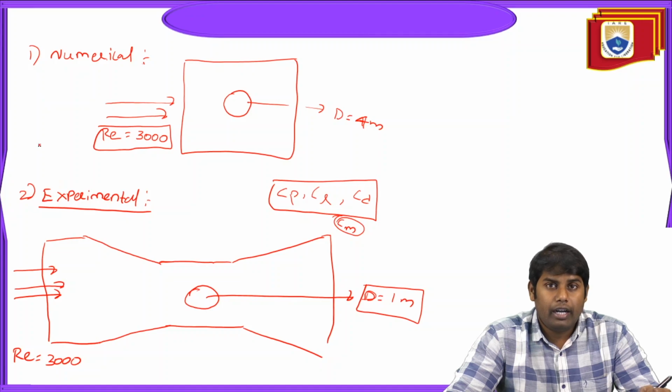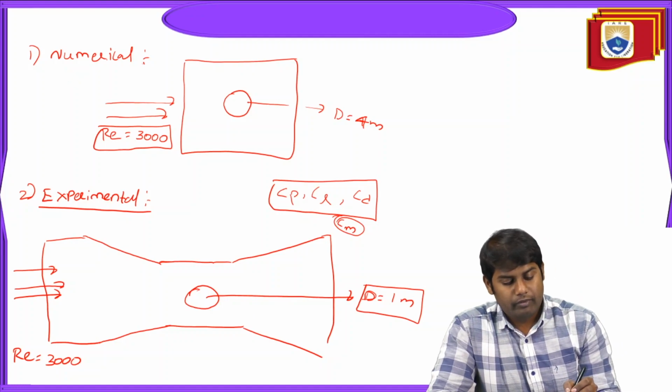One very important and key thing is that you should have the same Reynolds number. Why? Because since we are dealing with incompressible flow, the Reynolds number is the key parameter to compare. So when we are comparing the numerical and experimental results for a cylinder, the Reynolds number should be matched between them. That is a key factor. When you have the same Reynolds number, you can compare the results.